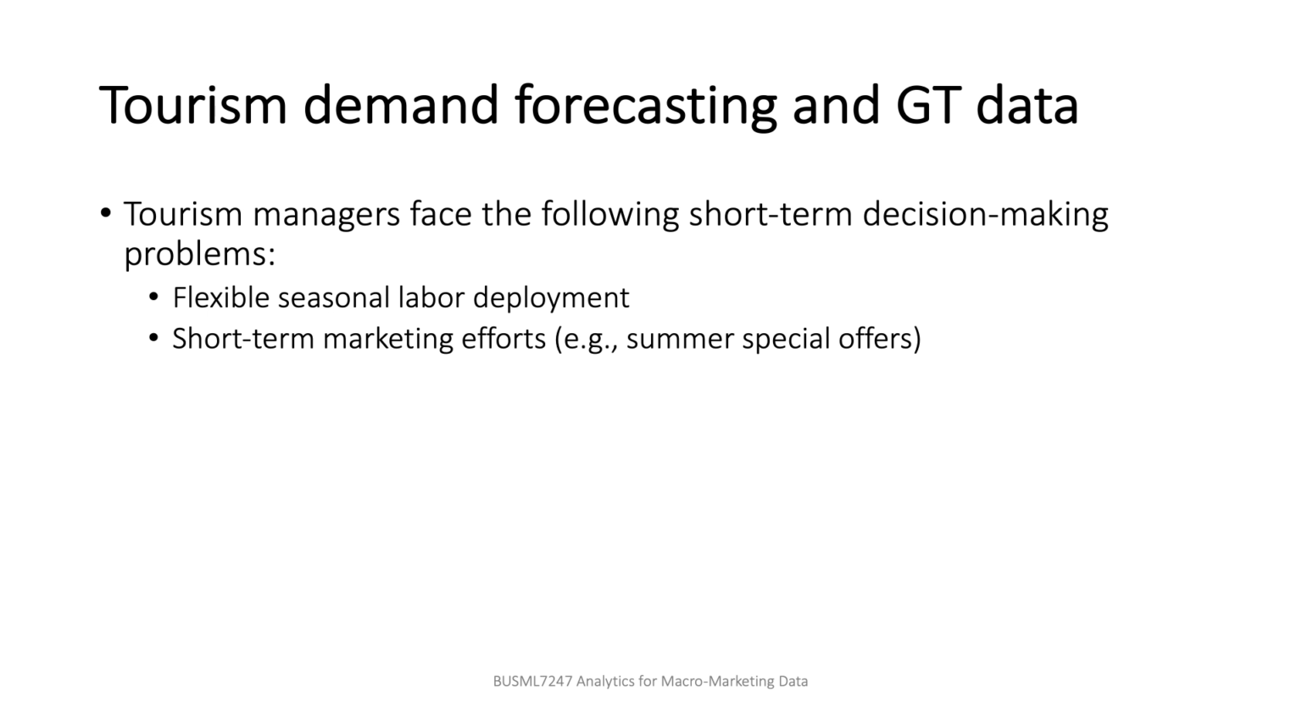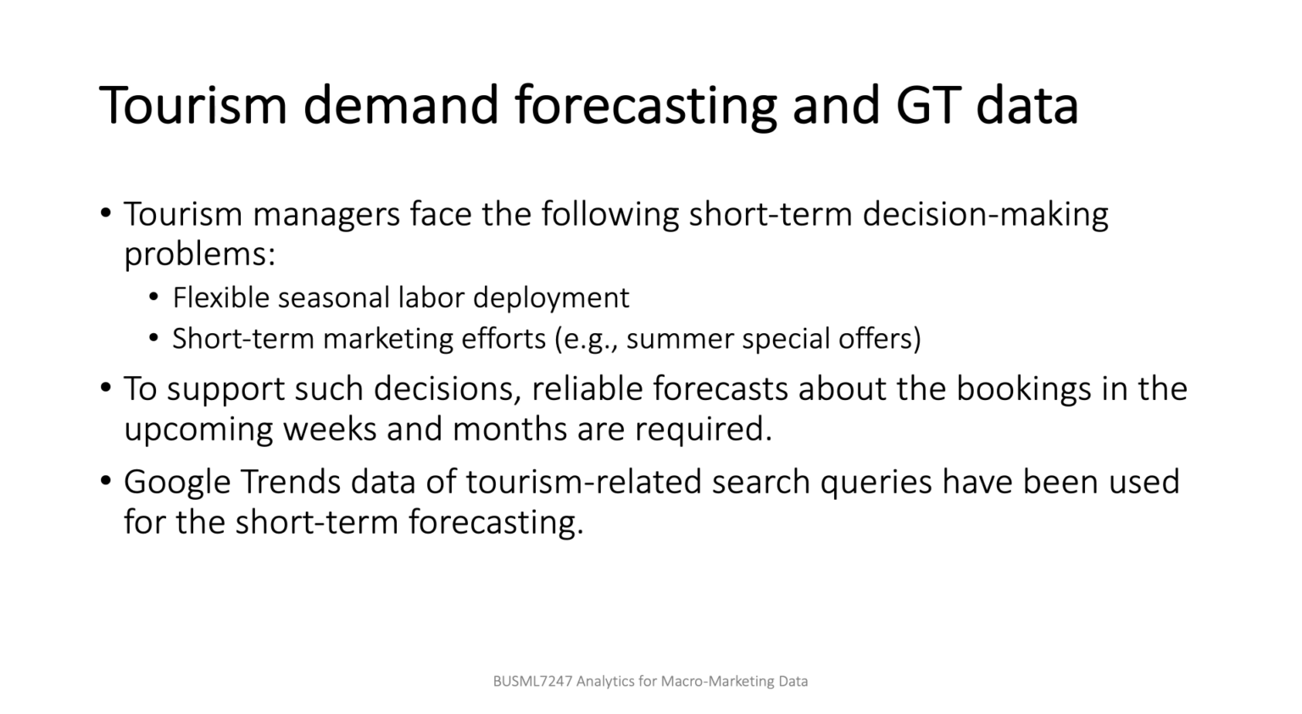Tourism managers face several problems for short-term decision-making. For example, in a peak season, managers may decide how many part-timers they hire for the peak. Also, to attract travelers more, managers may decide the level of special offerings. To support such decisions, managers may need reliable forecasts about bookings in upcoming weeks and months. And Google Trends data of tourism-related search queries have been used for the short-term forecasting.